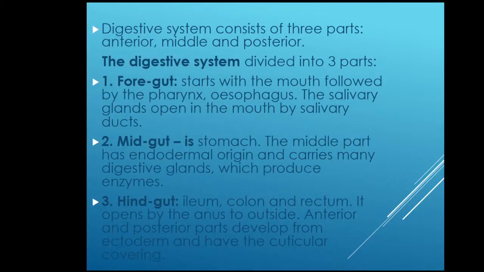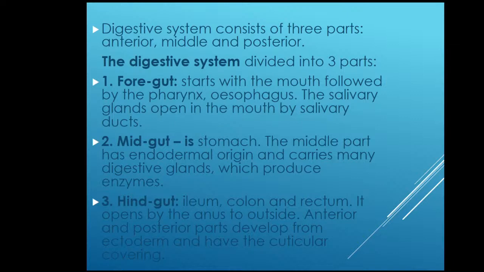The digestive system of Insecta consists of three parts. These are foregut, midgut, and hindgut. Foregut includes the mouth, pharynx, and esophagus. The salivary glands open into the mouth of Insecta. Midgut is the stomach.